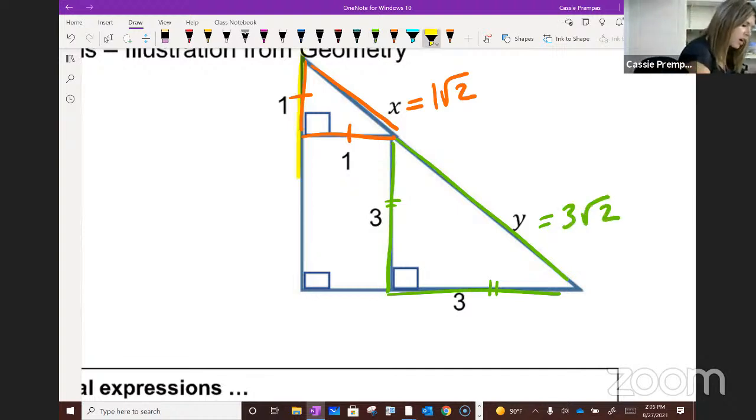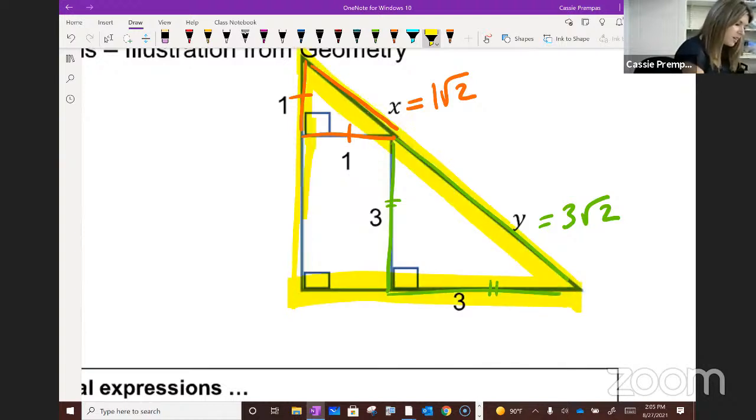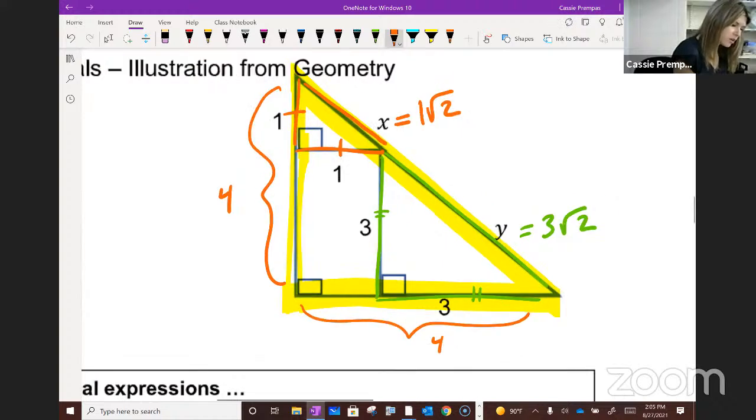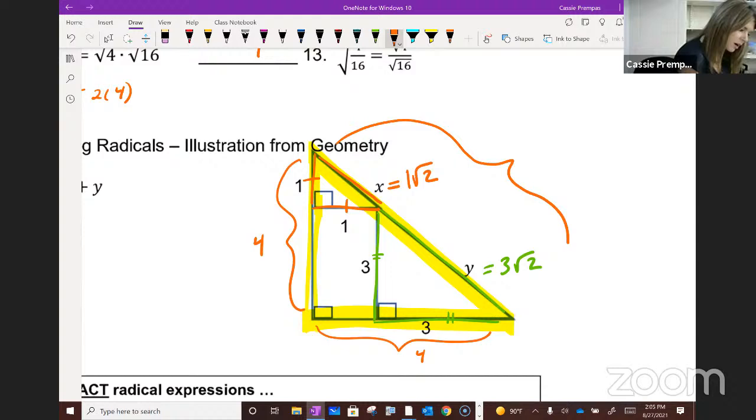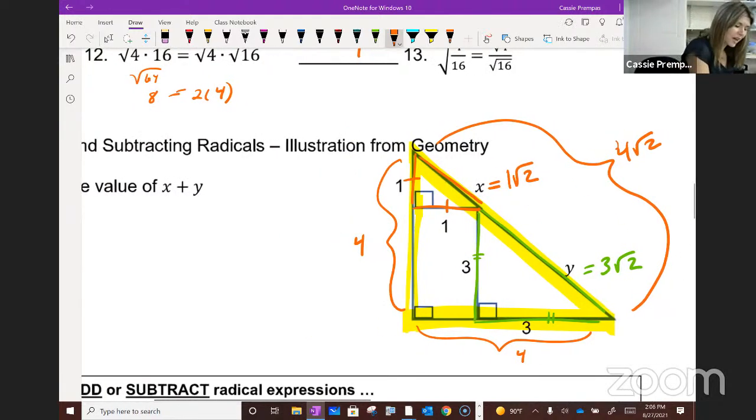If I look at the big triangle, this part is 1, this part is 3. So what's the length of the entire leg? Yep, 4. That means this leg is also 4. So what's the length of this hypotenuse? 4 root 2. This hypotenuse is what x plus y equals. So that just illustrates how to add radicals. 1 root 2 plus 3 root 2 equals 4 root 2.